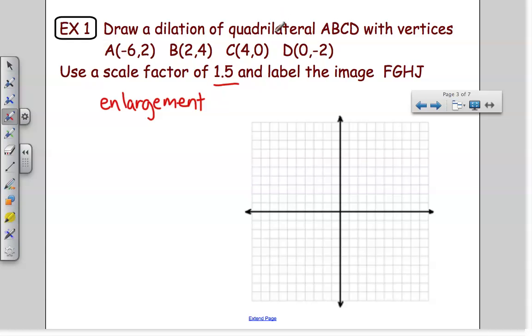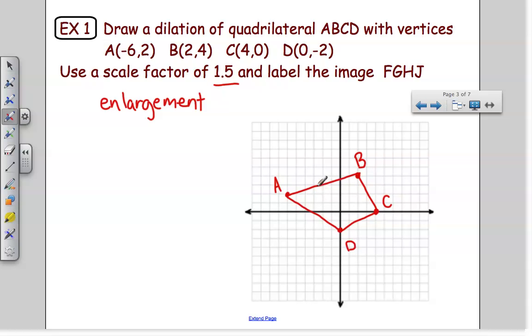I'm going to put my original figure out there, ABCD. A was at -6, 2. B is at 2, 4. C is at 4, 0. And D is at 0, -2. And so yes, I do have this quadrilateral here. I have the original figure now.